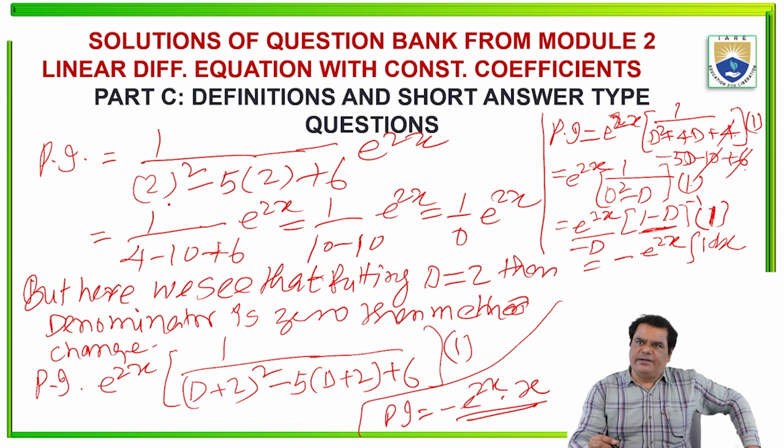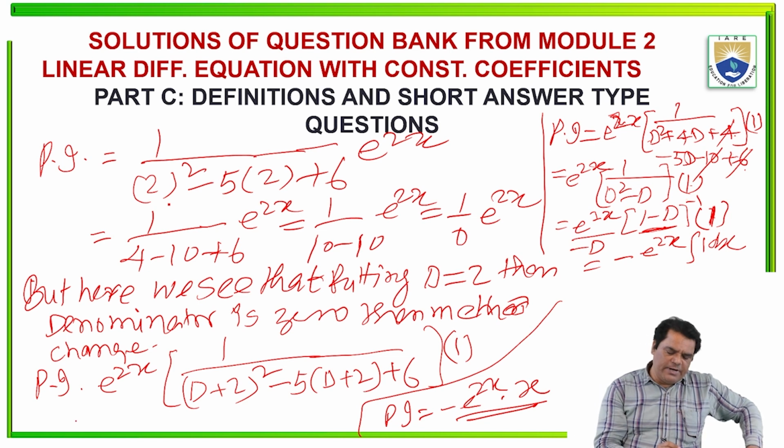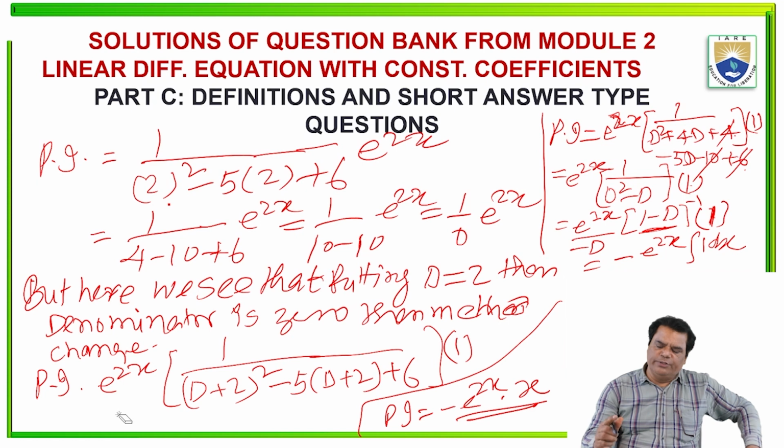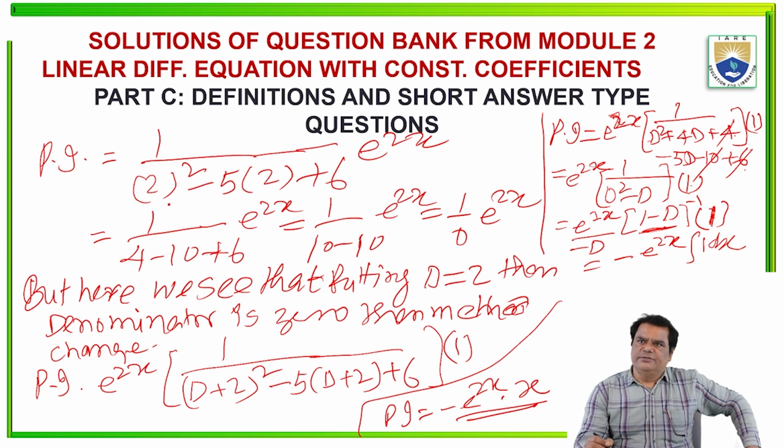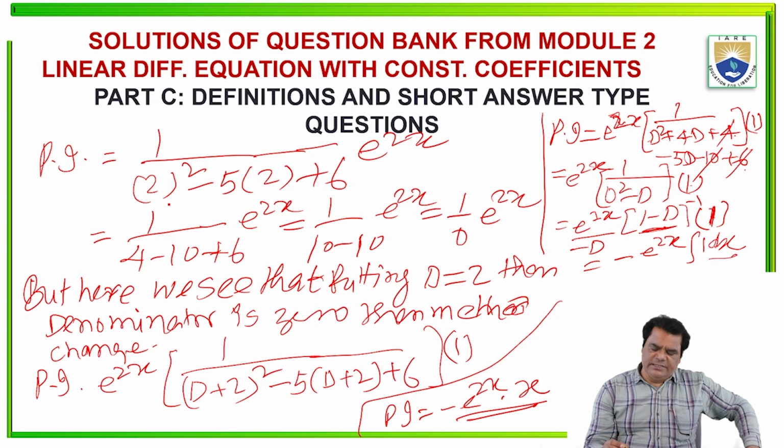We are taking it in the numerator. After opening this by binomial, then we write this formula here: 1 minus D to the power minus 1, so this result is 1 plus D squared plus D cube. Now multiply by 1 here. Then all derivatives are 0. Only a single 1 is remaining there. So e to the power 2x, integrating with respect to x, then we get this answer. Okay.